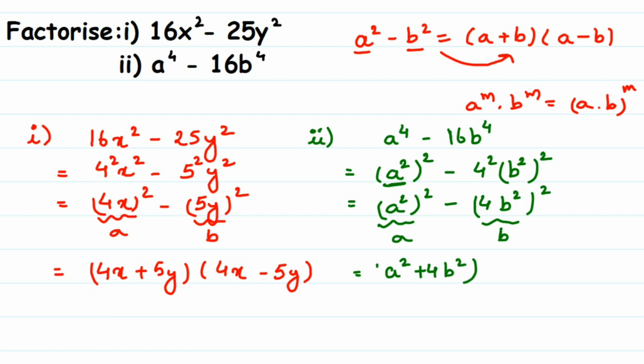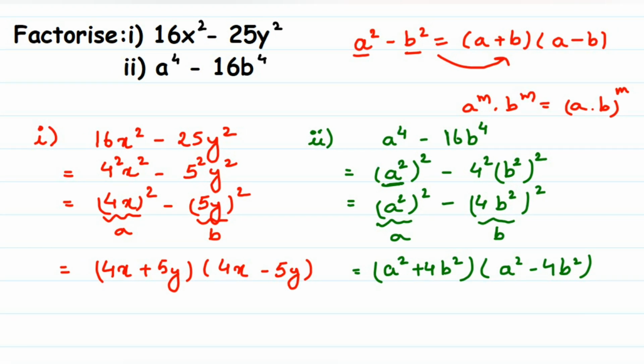Now apply this in the identity, a plus b. In place of a, you have to put a square. In place of b, you have to put 4b square. That's it. So a square plus 4b square into a square minus 4b square. So it's a very simple question. The only thing is you have to identify which one is a, which one is b, and apply in the identity.